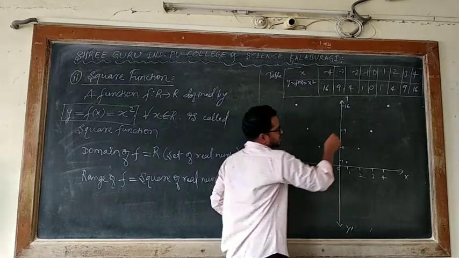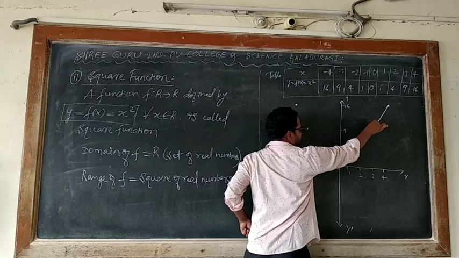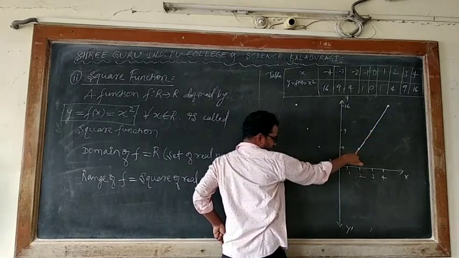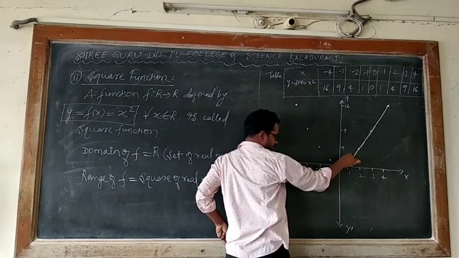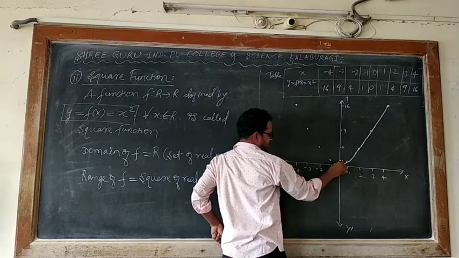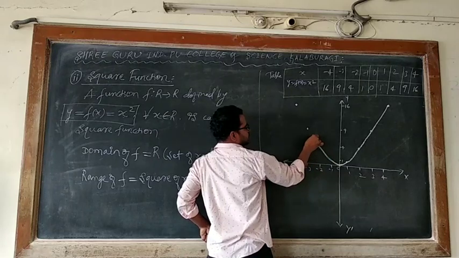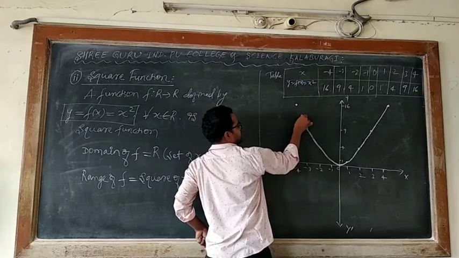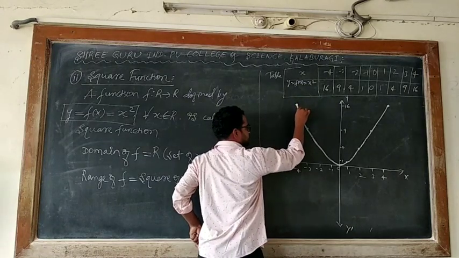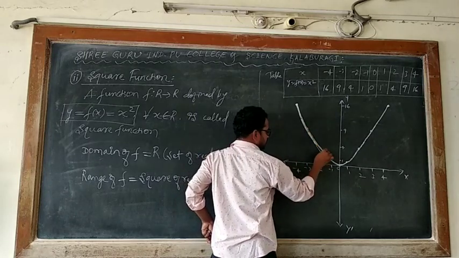How am I connecting now? I can connect using a curve. See how I am connecting. I am not using a straight line. You use a curve. Yes, it is like you will get the alphabet U. It looks like the alphabet U. This is the graph of the square function. How is it looking? Alphabet U.